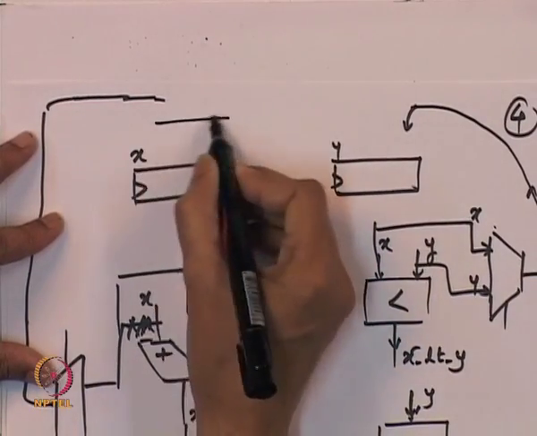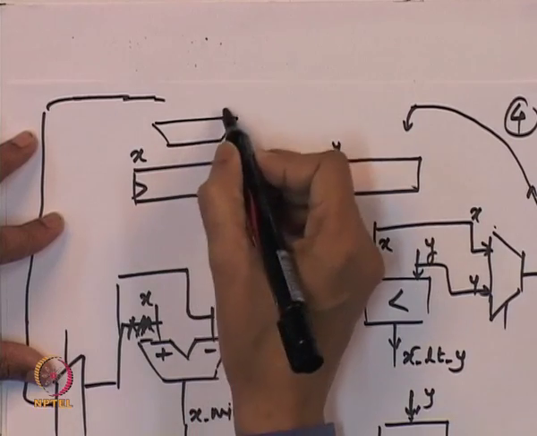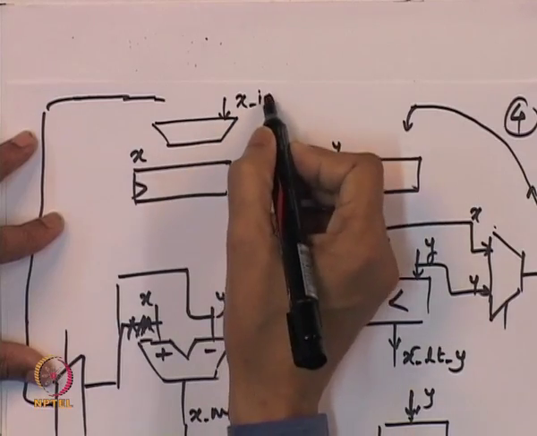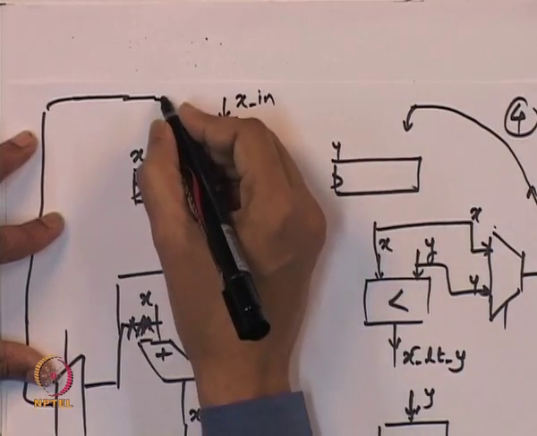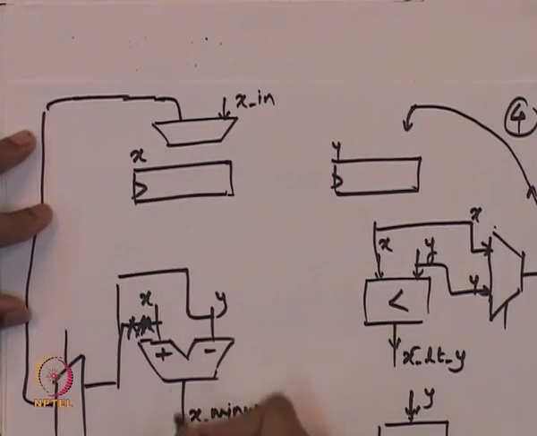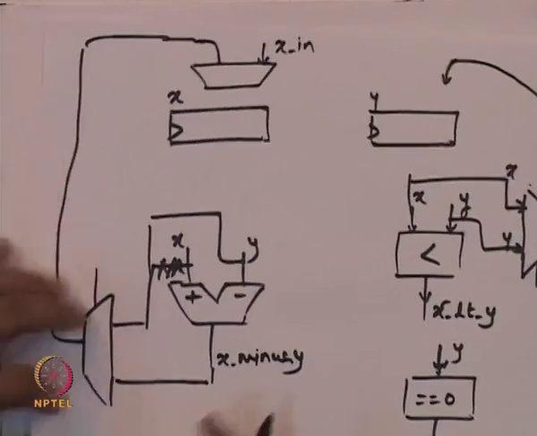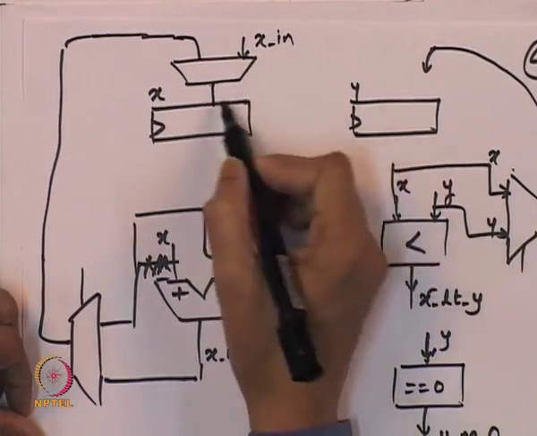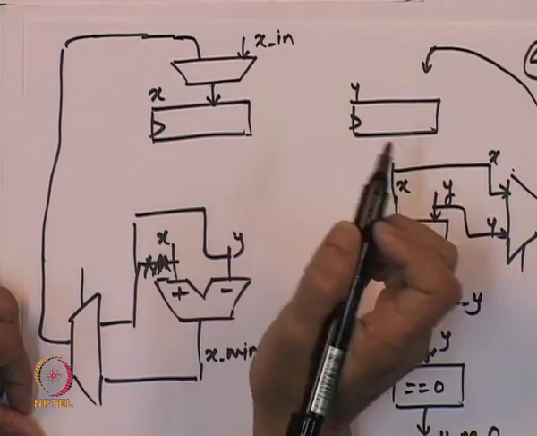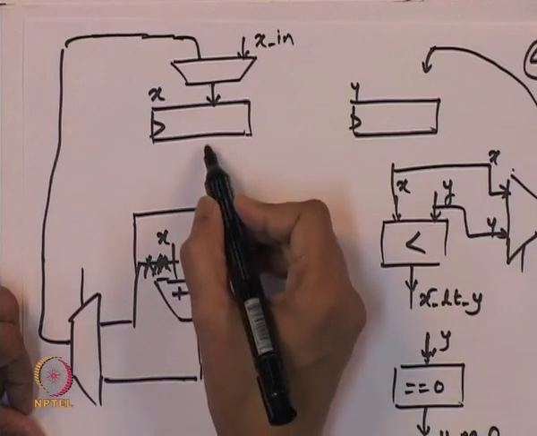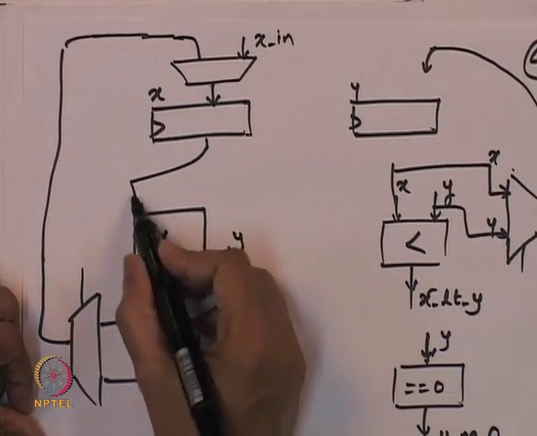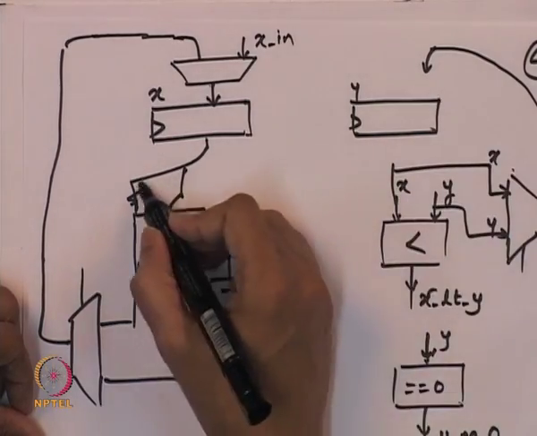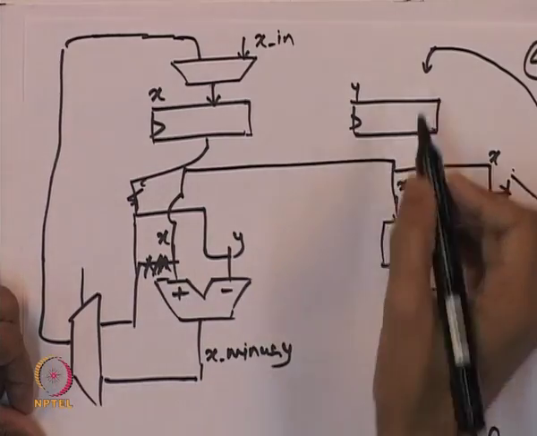Because of this, we will need a multiplexer over here, to which one of the inputs is the input from outside, x in, and the other input is either y in case of swap, or x minus y in the other situations. The output of this multiplexer will be the input to this x register. And this x is going over here and some other places. Let me draw it neatly again.